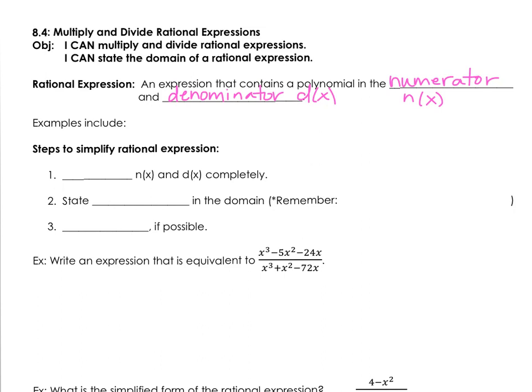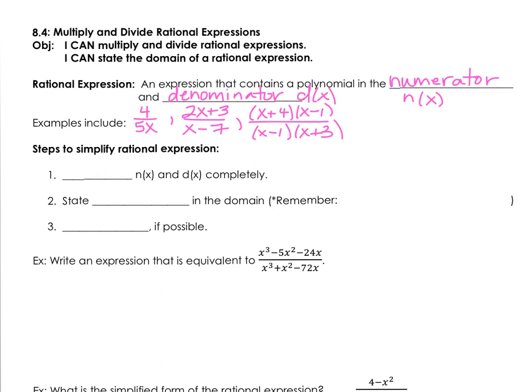Now, examples of this could include something as simple as 4 divided by 5x. Another example would be 2x plus 3 divided by x minus 7. And even another example could be x plus 4 times x minus 1 divided by x minus 1 times x plus 3. These are all different examples of what are known as rational expressions.